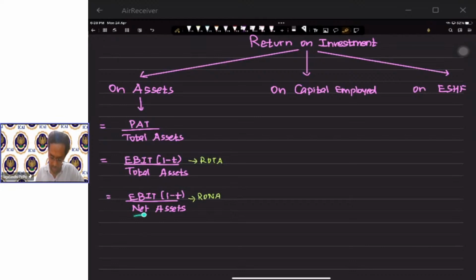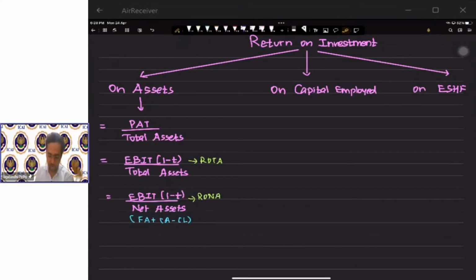Whatever net assets you have, what does net assets indicate? It indicates fixed assets plus current assets minus current liabilities. That's your net assets, right? So this is the capital employed. On this, you are earning your earnings before interest and tax.